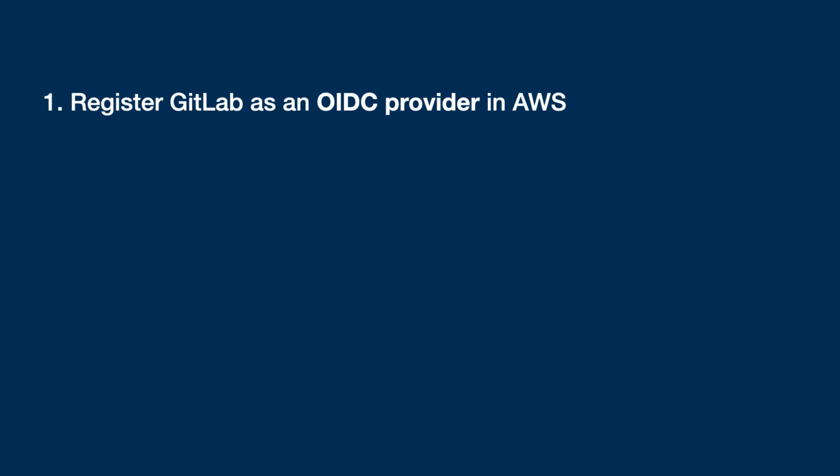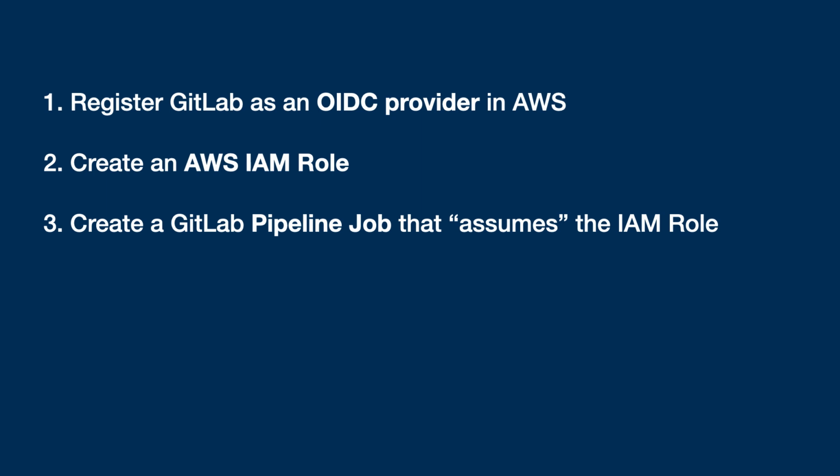Now, let's give the GitLab project we've just created access to an AWS account. To do this, we have to, firstly, register GitLab as an OIDC provider in our AWS account. Secondly, we'll create an AWS IAM role we want our pipeline to be able to assume. Lastly, we will create a pipeline job that will retrieve temporary credentials and use them to call AWS APIs.